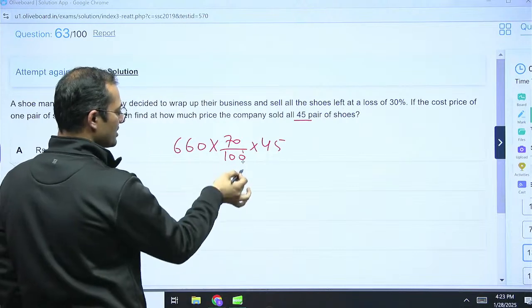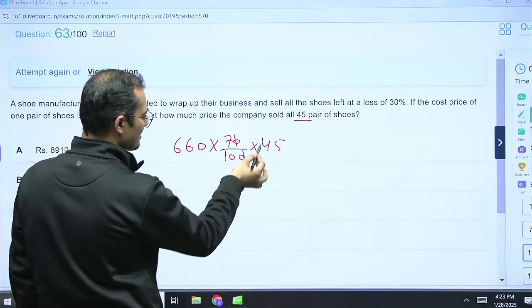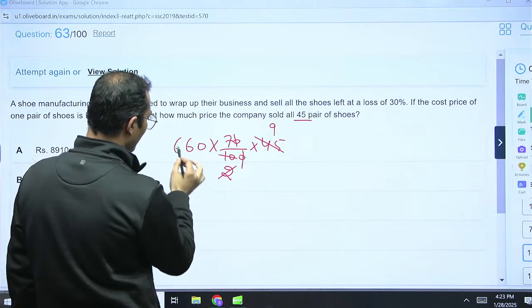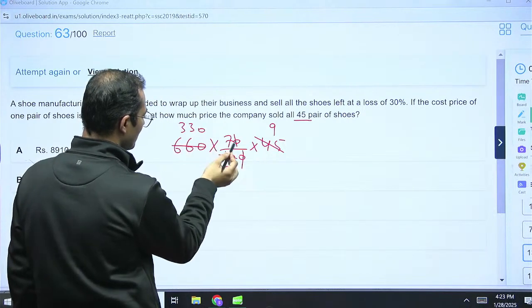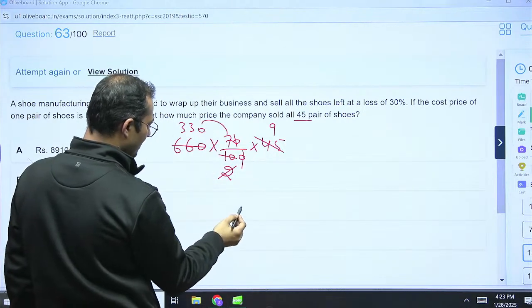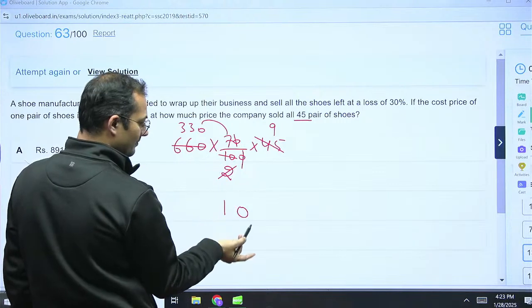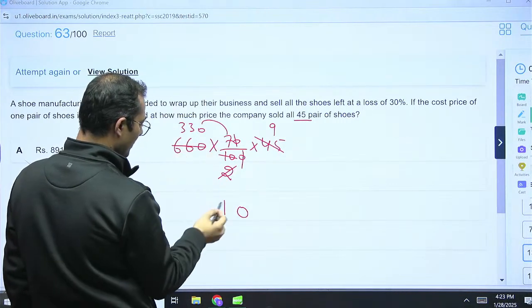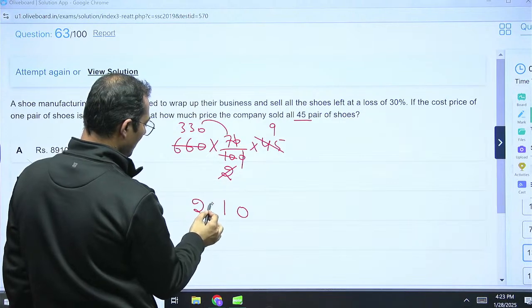Very simple. 0, see 0 0 get cancelled. By 5 this is 9 time, by 5 this is 2 time. And by 2 this is 330. So just multiply 7 into 330, 0, 3 7 ja 21, carry 2, 7 3 ja 21 and 2 23.